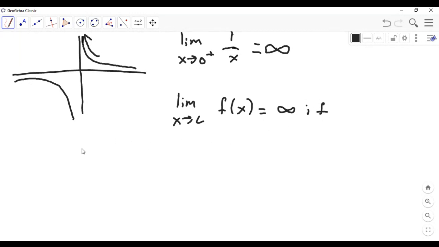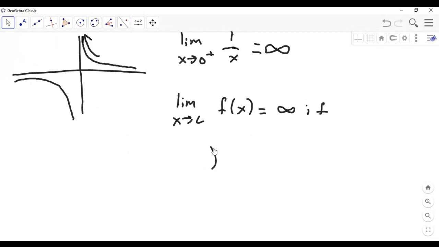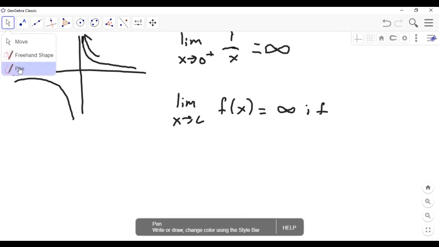for every number bigger than 0 you pick, you can essentially pick an m. So for every number bigger than 0, f of x plus delta, I said that a bit wrong, so I'm going to back it up just a bit. Give me just 1 second.